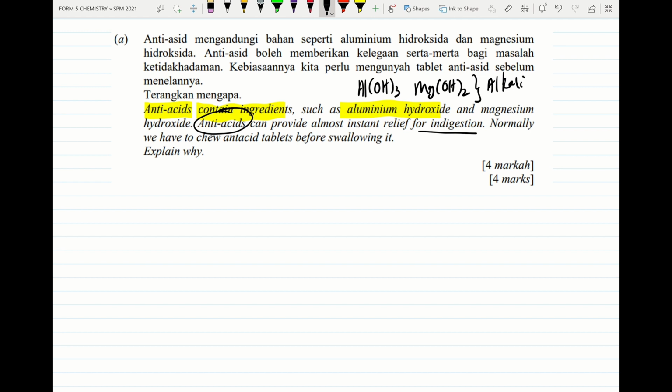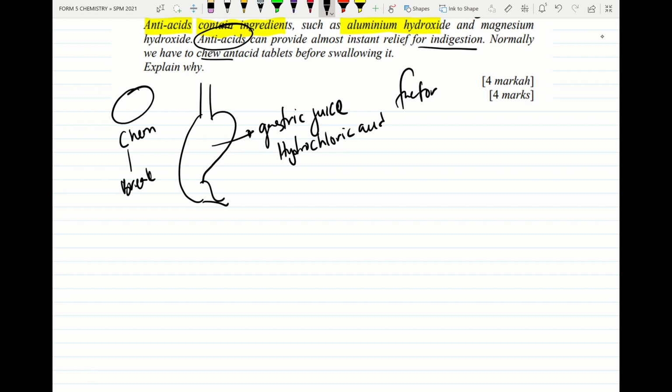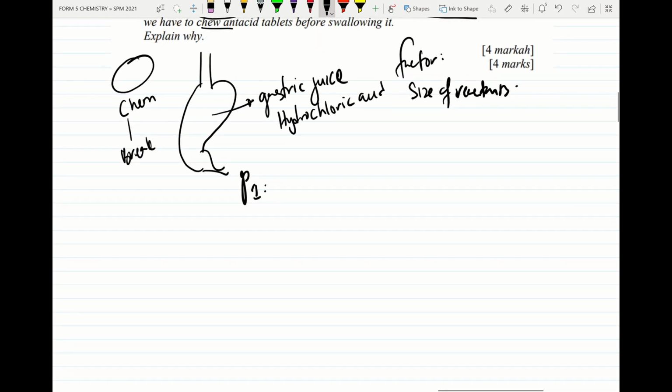That means normally we have to chew the antacid tablet before we take it into the stomach, because our stomach will produce gastric juice, or stomach juice, or hydrochloric acid. When we take the tablet, we must chew the tablet so that it will break into small pieces, and it has larger total surface area. So the factor involved in this question will be size of reactant.